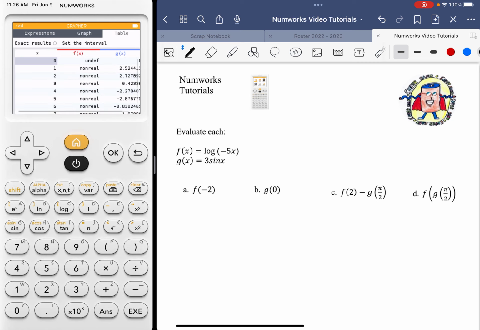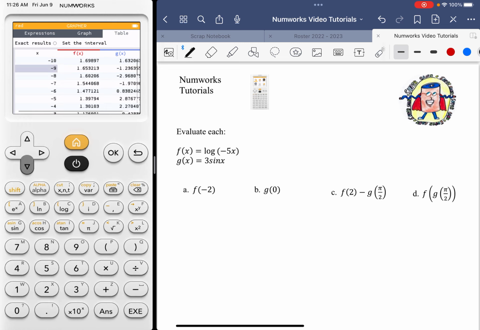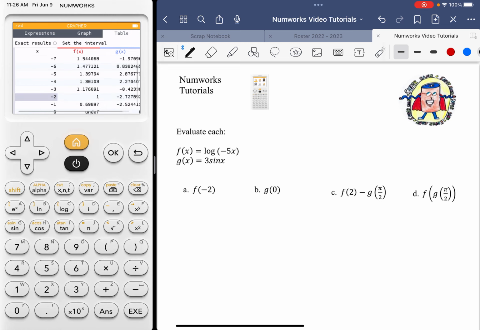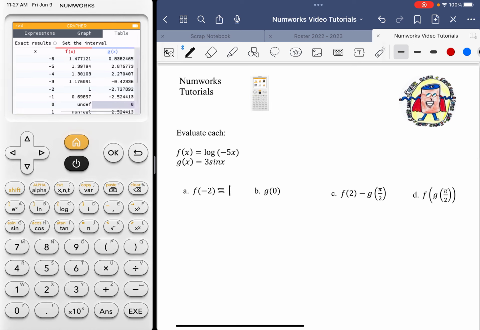Go to table. I'm looking for f of negative 2. It's not in my list here, so I can set the interval. I don't want it to go from 0 to 10. I want it to go, for example, from negative 10 to 10. Confirm. And now I have some more values to work off of. So f of -2 is equal to 1. G of 0 is equal to 0.